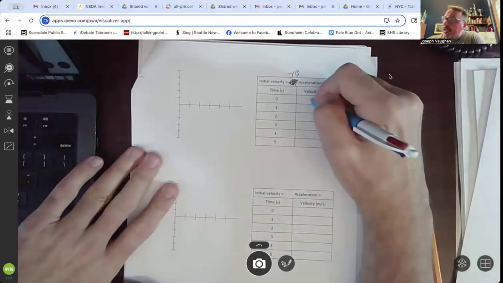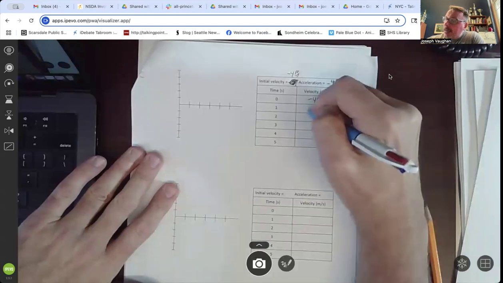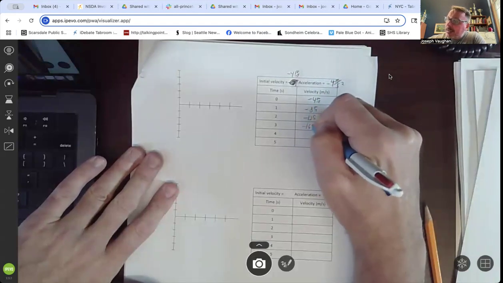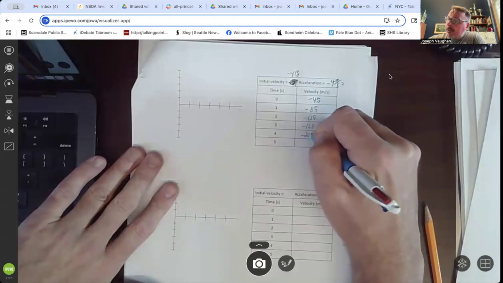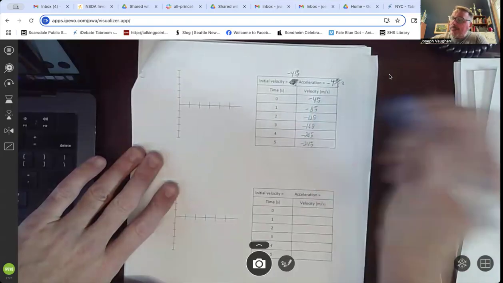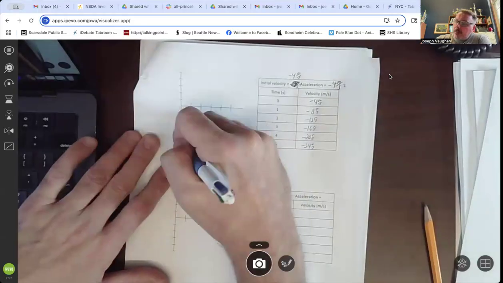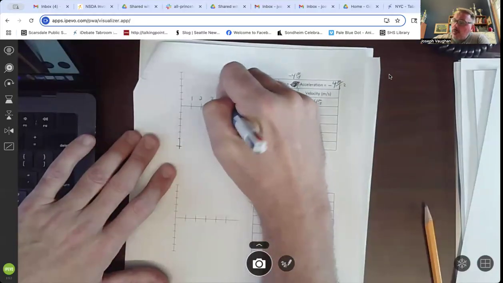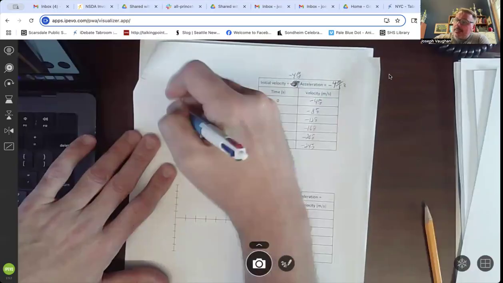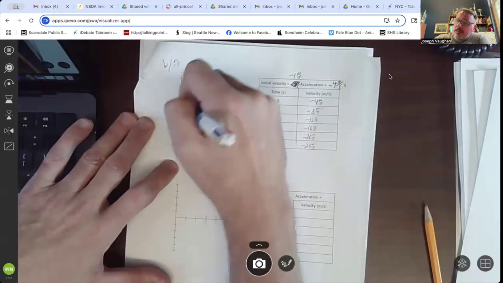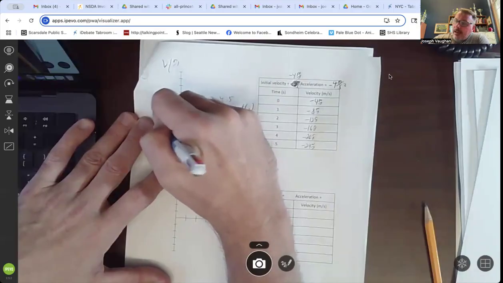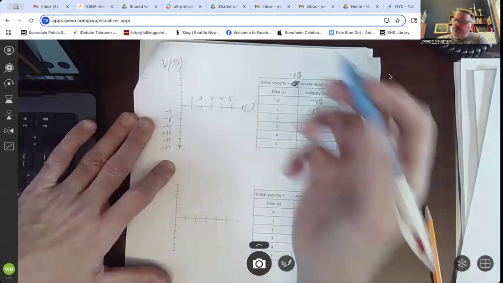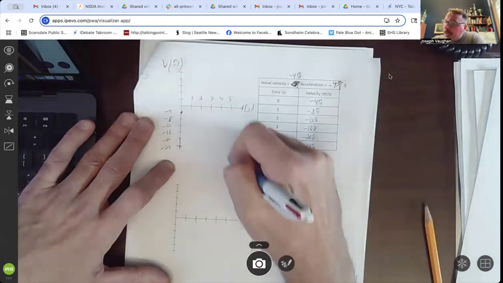Okay, hopefully what you got: negative 4 meters per second, negative 8, negative 12, negative 16. I don't know why I'm writing the meters per second, but I'm doing it, so I'm just going to keep going. Great. Then coming over to the graph, we have to extend this just a little bit. I got 1, 2, 3, 4, 5, time in seconds, velocity in meters per second, negative 4, negative 8, negative 12, negative 16, negative 20, negative 24. Great. Plotting the points, boom and boom.